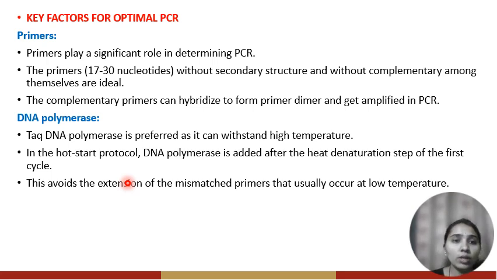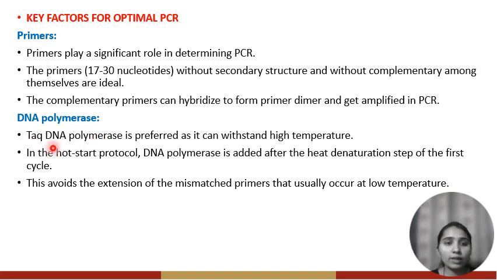Next, what are the key factors for the optimal PCR? First is the primer. It plays a significant role in determining the PCR. The primer should be short in length, 17 to 30 nucleotides, without secondary structure and without complementarity among themselves. Complementary primers can hybridize to form primer dimers and get amplified in the PCR. So when we select the primer, it should be without secondary structure as well as without complementarity among themselves.